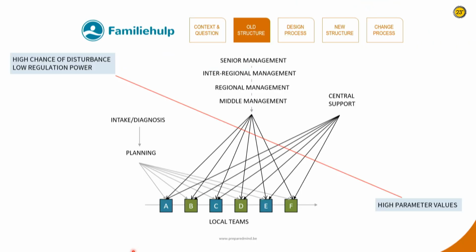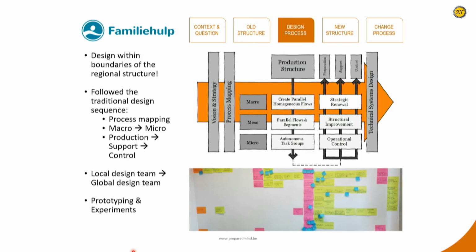Our old structure is a well-known, very hierarchical organization structure. Top down, with senior management, interregional management, regional management, middle management, a lot of management. At the right side, the central support systems, and on the floor, local teams, but they don't know what each other does. So that's the reason why there's a high chance of disturbance with low regulation power.